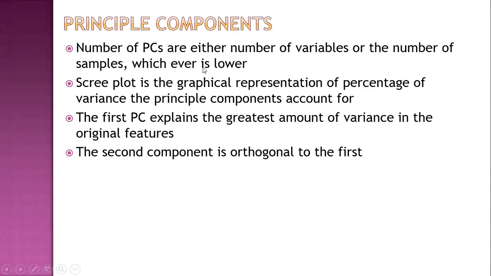The number of principal components is either the number of variables or the number of samples, whichever is lower. We can use a scree plot as a percentage of variance the principal components account for. So it is a graphical representation of variance explained. The first principal component explains the greatest amount of variance in the original features, whereas the second component is orthogonal to the first.